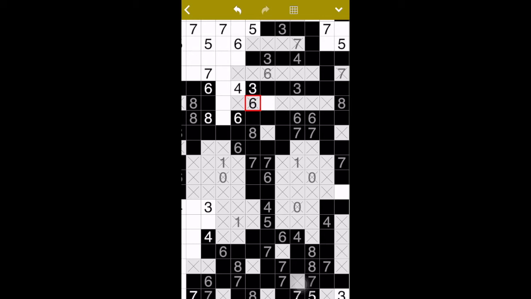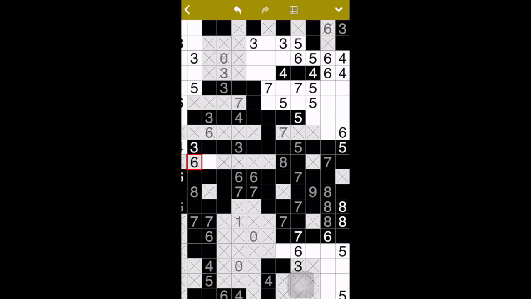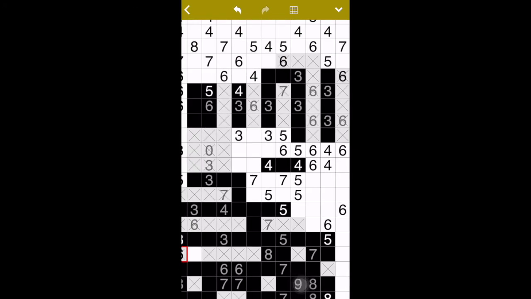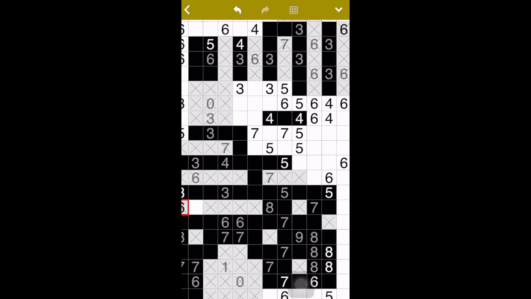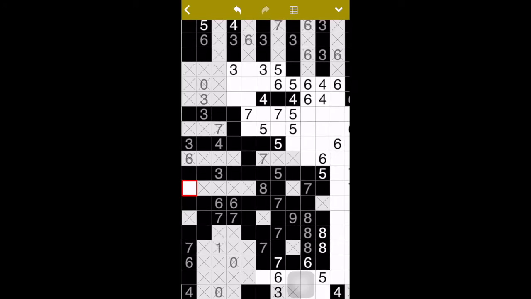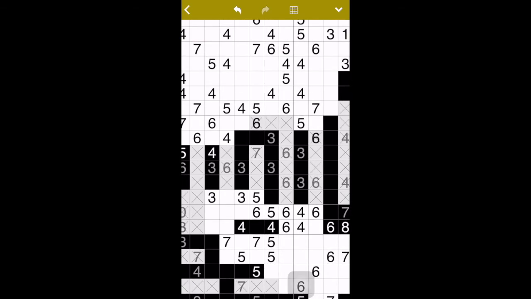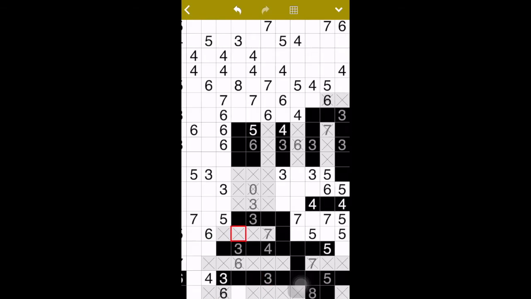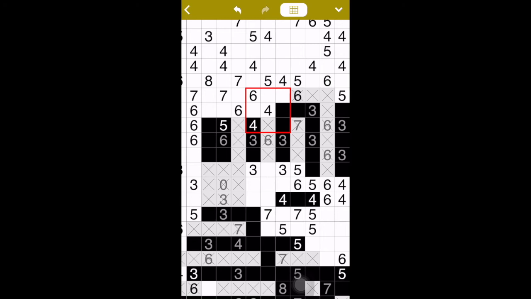Let's see if I could find another place where I could apply the same logic. Yeah, I think I saw one up here somewhere. Okay, let's do this here. Let's look at the 4 here.